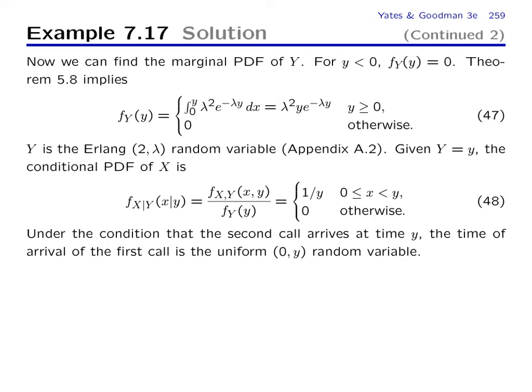Finally, the next step is that we find the conditional PDF of x given y by taking the joint PDF and dividing by the marginal.